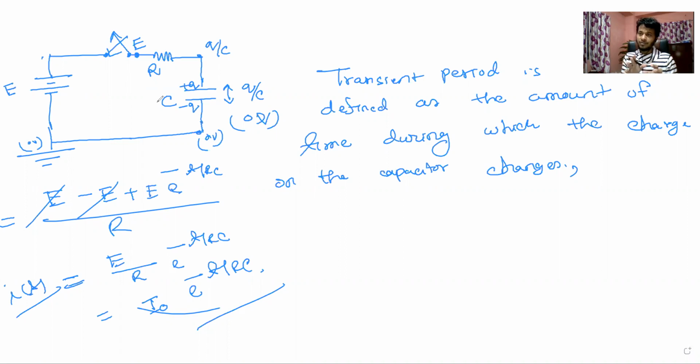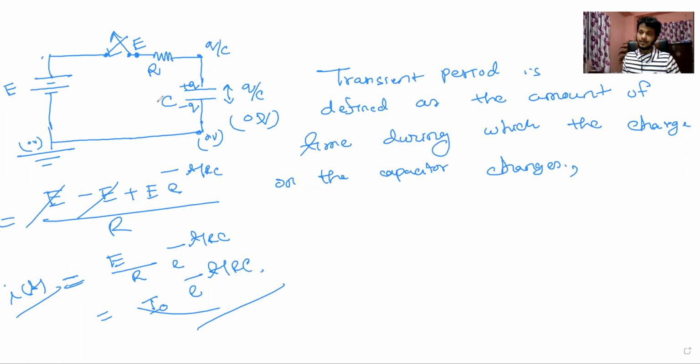Because at time t equals 0, the voltage across the capacitor is 0 volt, the capacitor can be replaced by a short circuit. Or you can say that in the initial state, the capacitor acts like a short circuit.